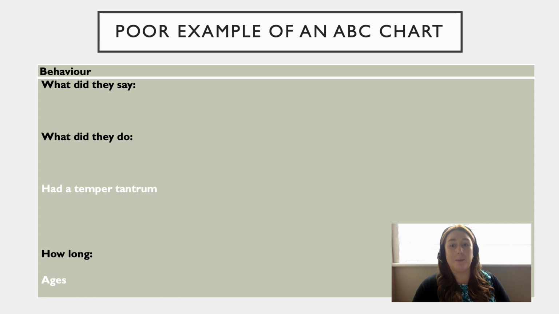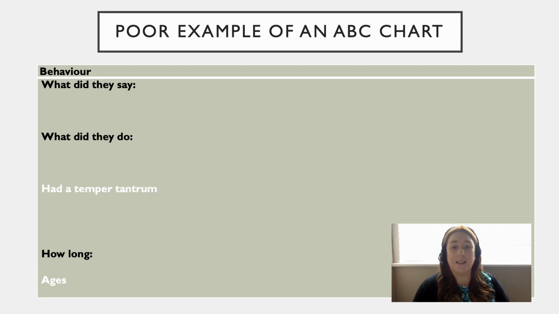So this is an example of a poor behaviour section on an ABC chart. It's missing some of the key information that we need to be able to analyse the behaviour section. So what did they say? That section has been left blank. What did they do? It says, had a temper tantrum. So this is quite degrading language and it infantilises the client. It's also not objectively defining the behaviour, and we're not clear on what a temper tantrum is.